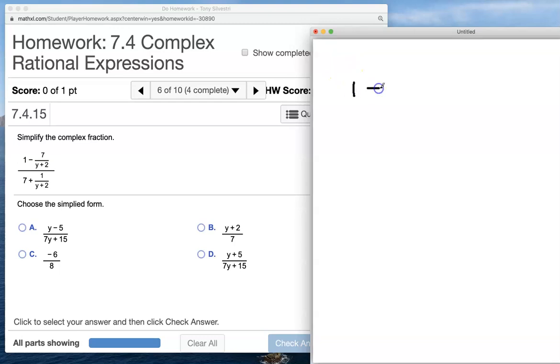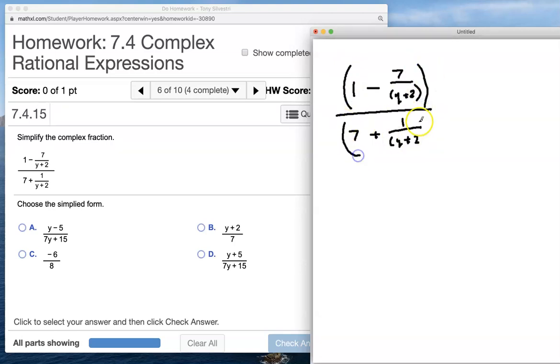1 minus 7 over the bundle y plus 2, divided by 7 plus 1 over the bundle y plus 2. This is a big bundle, and that's a big bundle. And that looks like a 6y. It's a bundle, y plus 2.